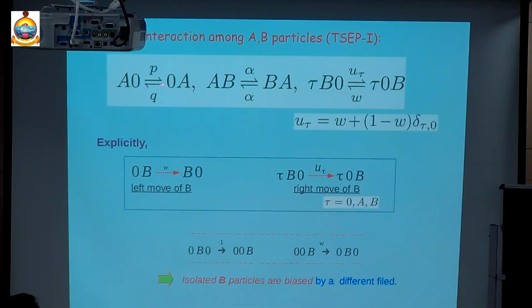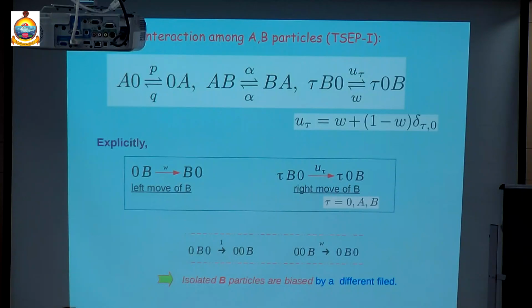We take the same model, with two different kinds of particles, and exchange is also there. But for B, we put a little more interaction. B particle moves to the left with rate W, but the right movement depends on what is immediately to its left, tau. Tau can be A or B. So 0B goes to B0 with rate W backward, where tau is immaterial, but when you go forward, tau matters. If tau is 0, the rate is 1. If it is 1, the rate is W.